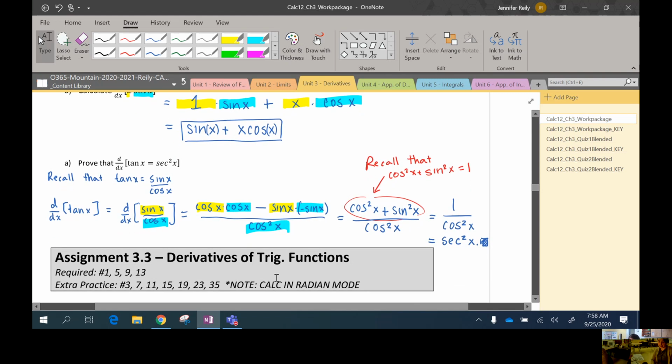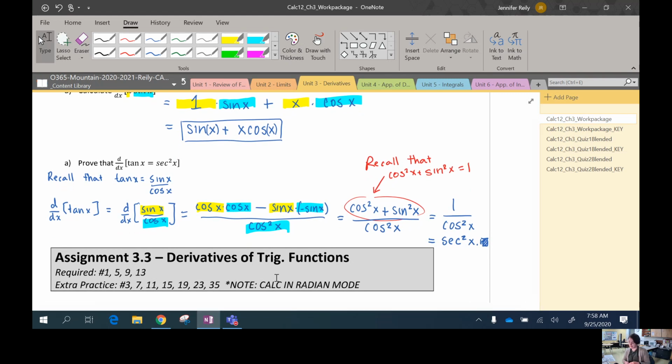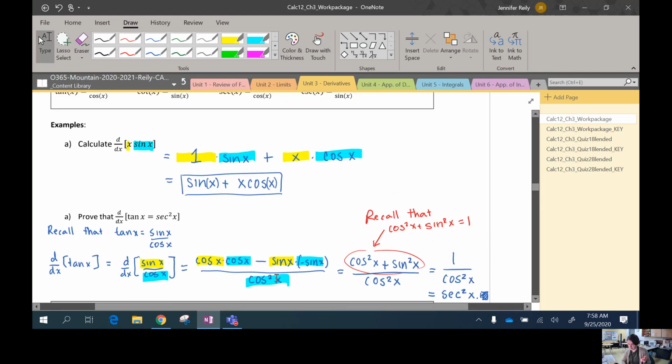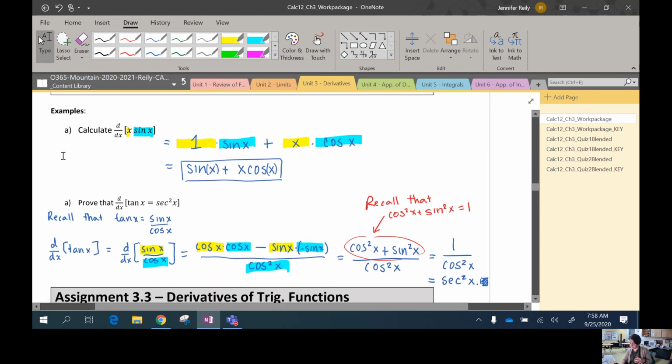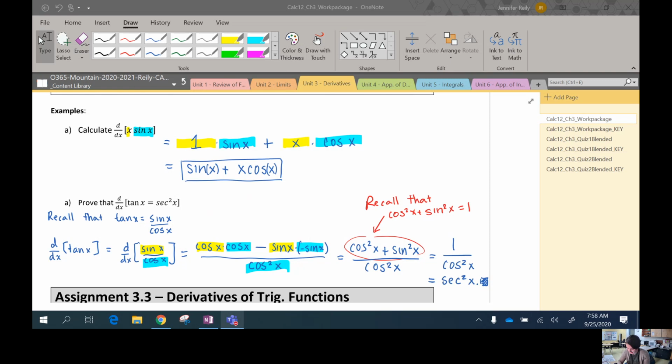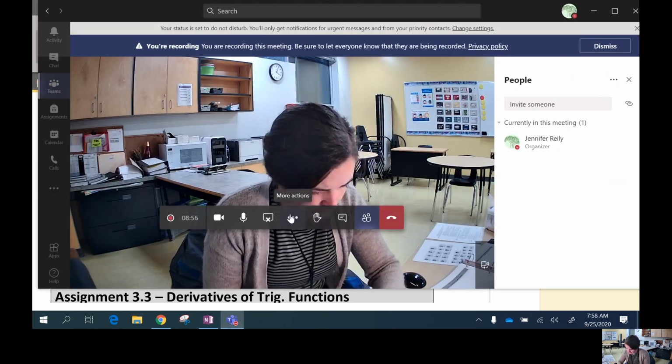Okay, so there's only 4 questions to do. Again, it's a really short section. We didn't learn any new derivative rules. We're just introducing 3 new functions, sine x, cos x, and tan x. And again, just to repeat myself, I will be giving you the trig identities on the test. You don't have to memorize those. Okay. All right, I'm going to end the recording.